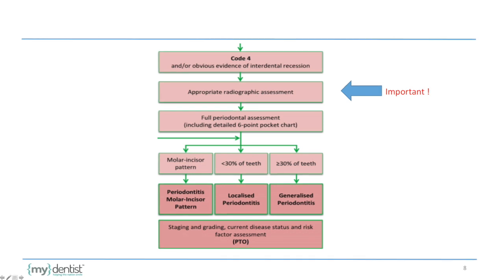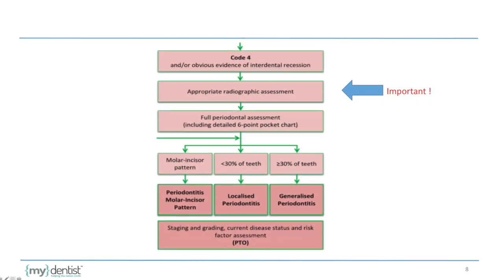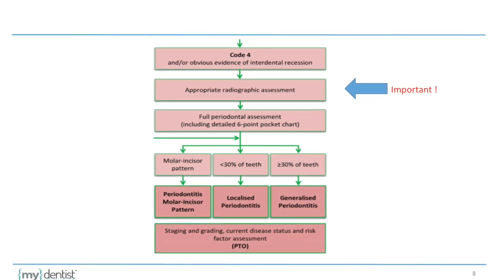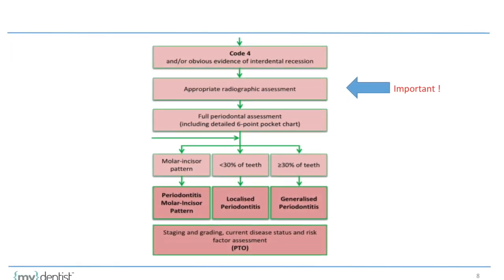Your BPE of 4 is where this new classification comes in. Again, x-rays are going to be vital. You then would move through this new pathway.